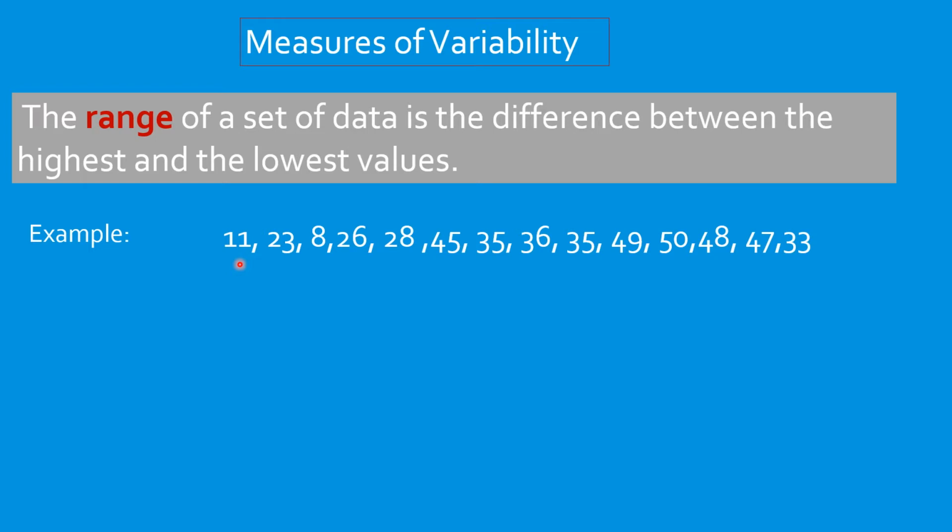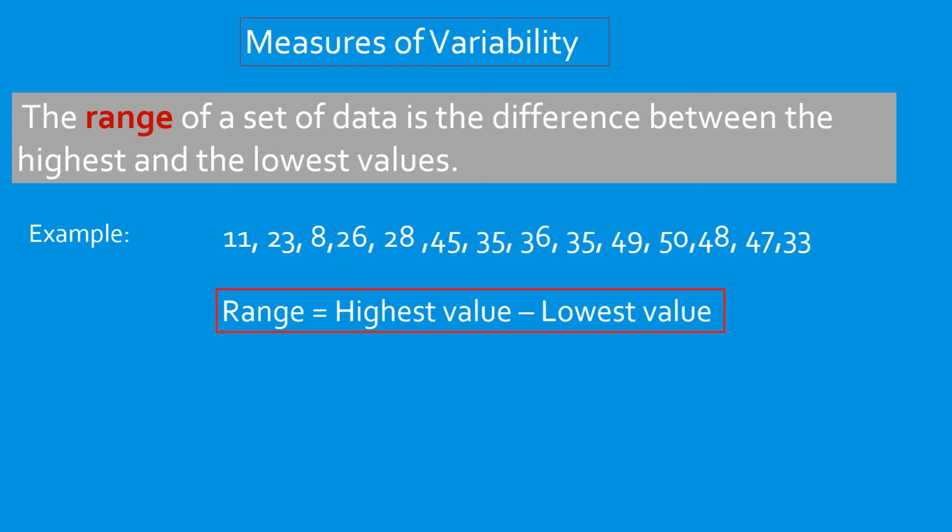I'll start with 11. Is there any higher than 11? So 23, is there any higher than 23? 26, higher than 26, 28, higher than that, 45, higher than 45, 49, and higher than 49, 50. Okay, so no more. It means the highest is 50. And again, for the lowest score, I'll start with 11. Lower than 11, 8. Lower than 8, okay, no more. So it means that 8 is the lowest and 50 is the highest.